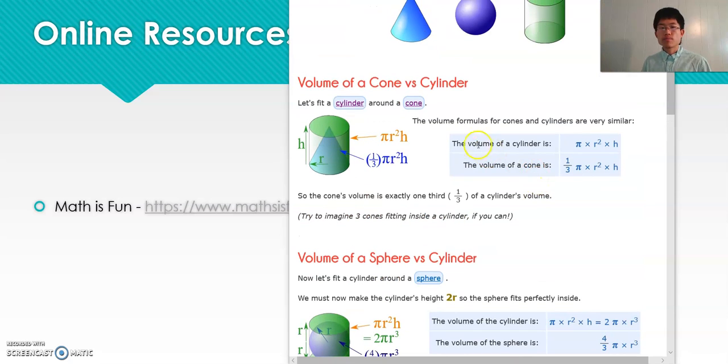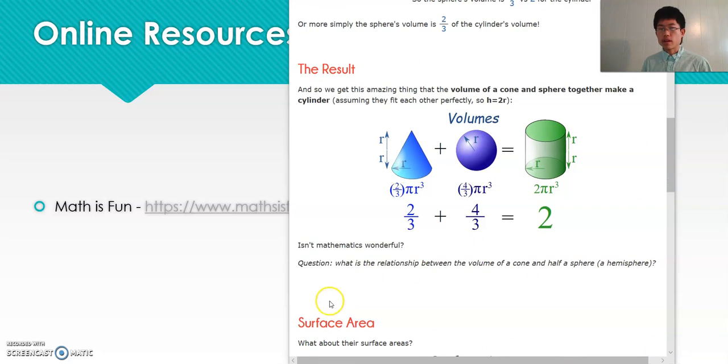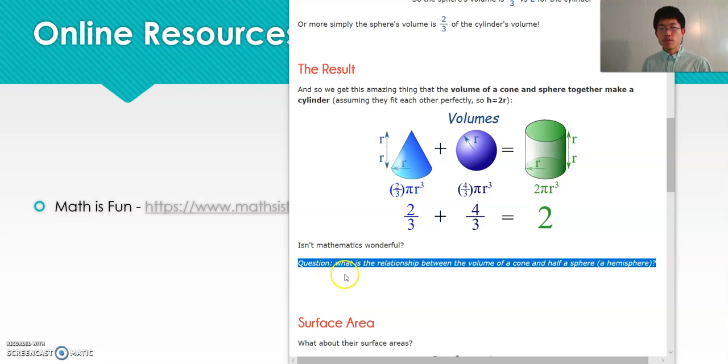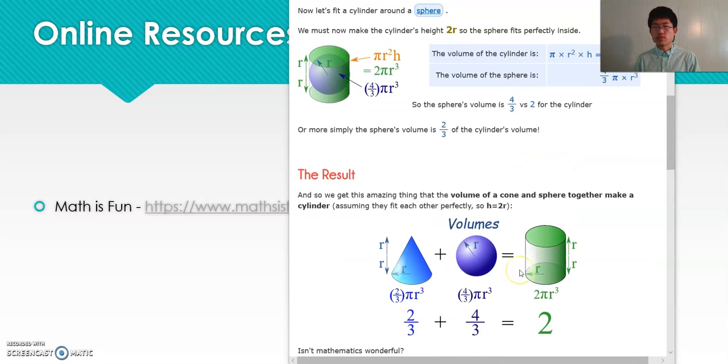Anyway, this website is actually doing the cone versus cylinder, sphere versus cylinder, just like I introduced in the previous slide. Now, you might be thinking, well, what about cone and sphere? That is something that I would like to investigate. You might want to investigate that as well. Actually, there is a question that's asking something similar. What is the relationship between the volume of a cone and half a sphere, the hemisphere? This is something that, if you're a teacher, you want the students to investigate instead of just giving it out to the students.